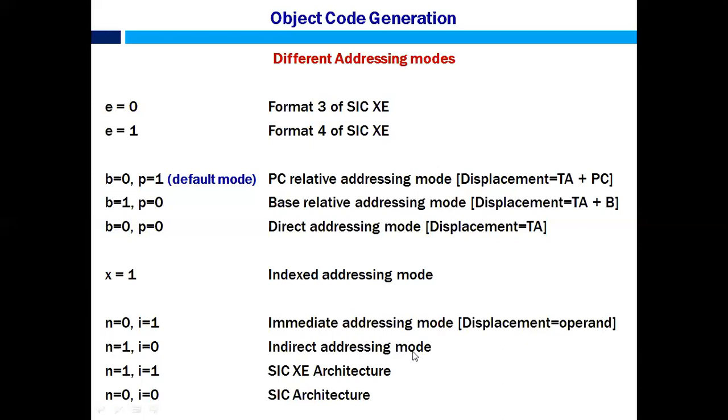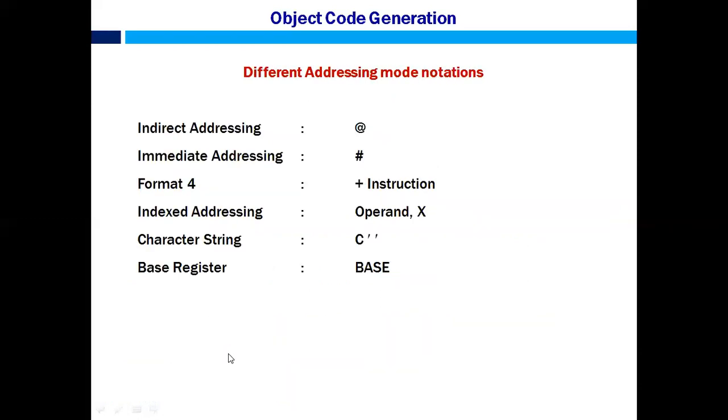Let us see how we will indicate each of these things in the instruction. And next one, n is equal to 1, i is equal to 1. So when both are 1, we make sure it is SIC/XE architecture. So let's say in a question they give n equal to 1, i equal to 1, we are sure that it is SIC/XE machine architecture. Then n equal to 0, i equal to 0 means it is SIC machine architecture. Okay, now we have seen all the different combinations of addressing modes. Now we will see different notations for it, like how do we indicate whether it is indirect or indexed addressing and all such things.